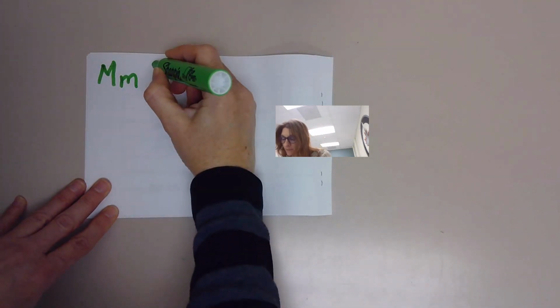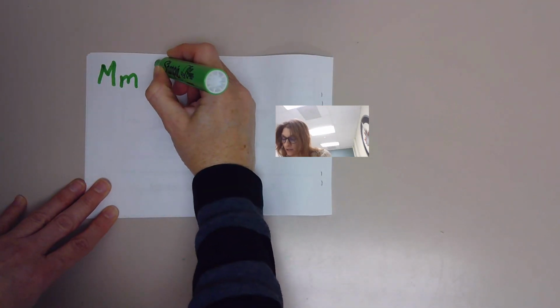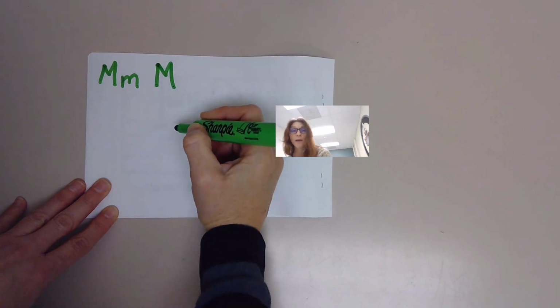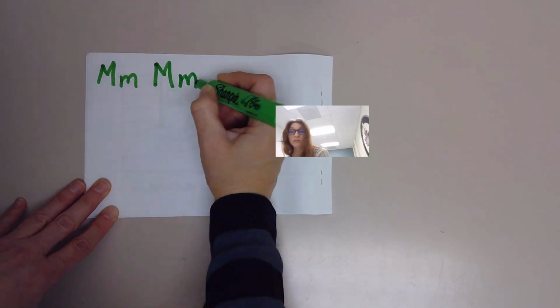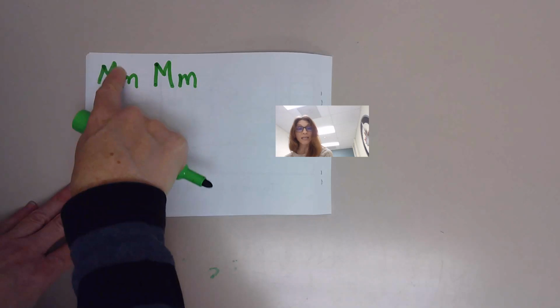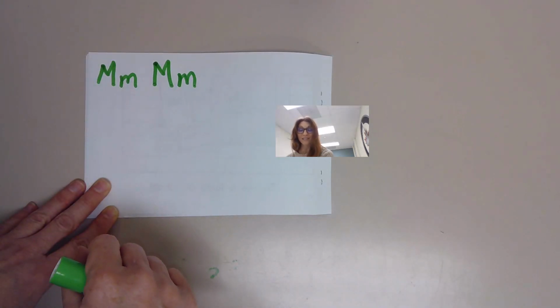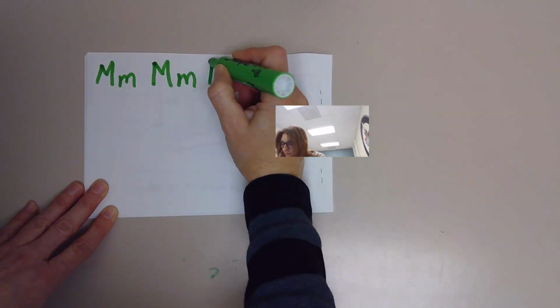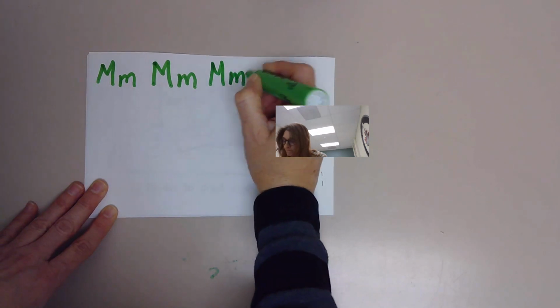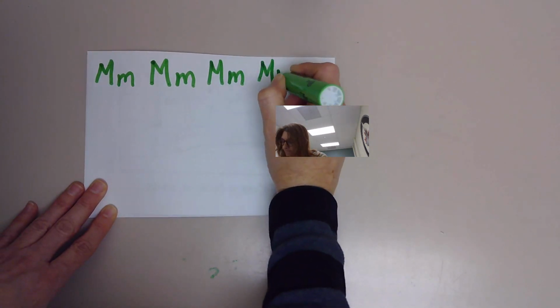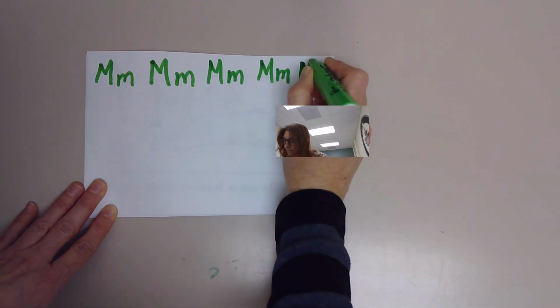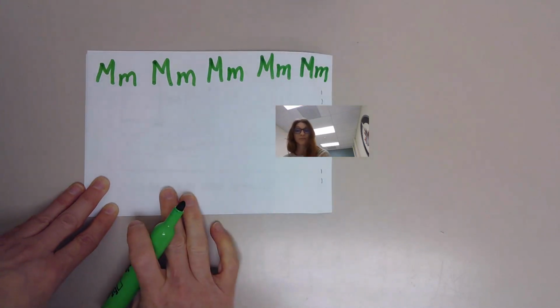Let's do M's five times. Start at the top, go down. One way to remember how to make your M's, it's like you are making mountains, okay? M, mm, M, mm, M, mm, okay?